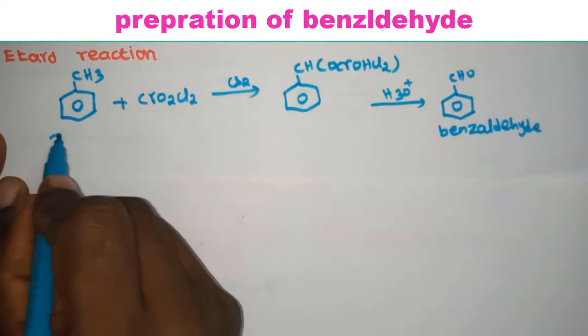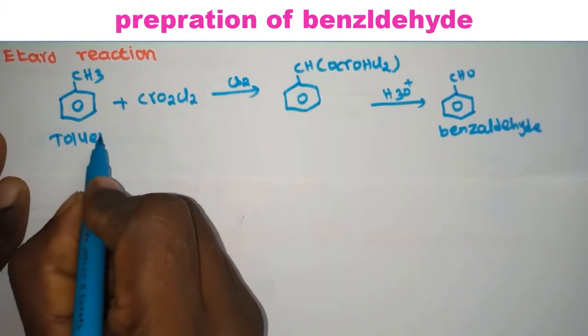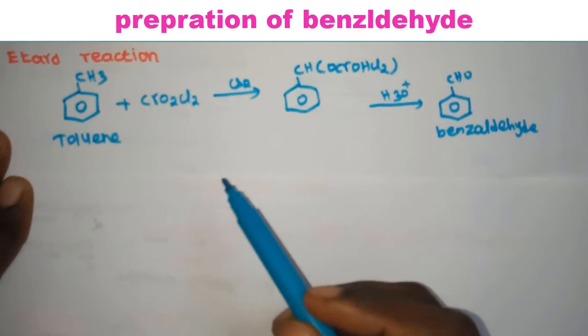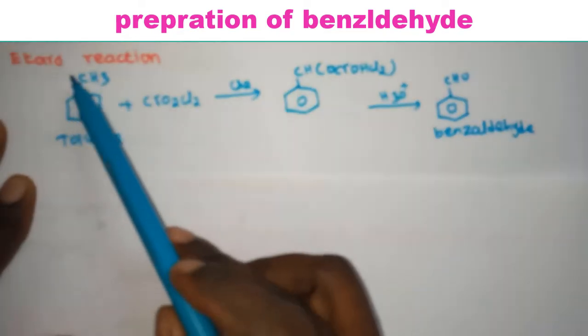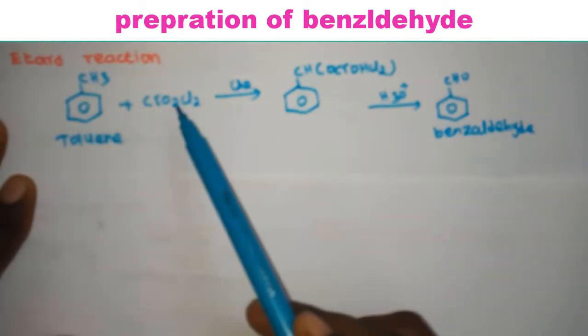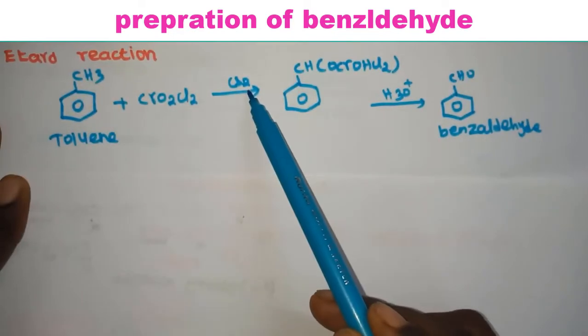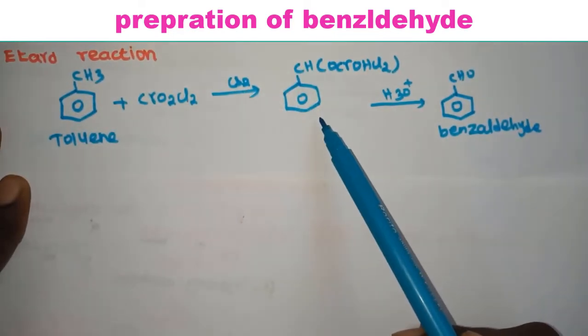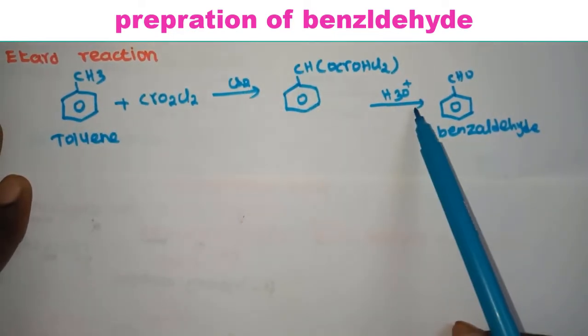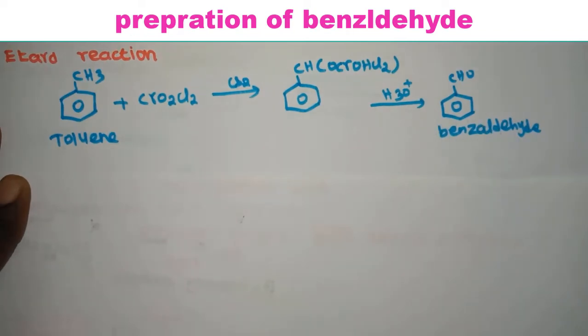Benzaldehyde preparation, first method, Etard reaction. Toluene reacts with chromyl chloride in the presence of carbon disulfide. The first step is the formation of an intermediate. This intermediate on further hydrolysis forms benzaldehyde.